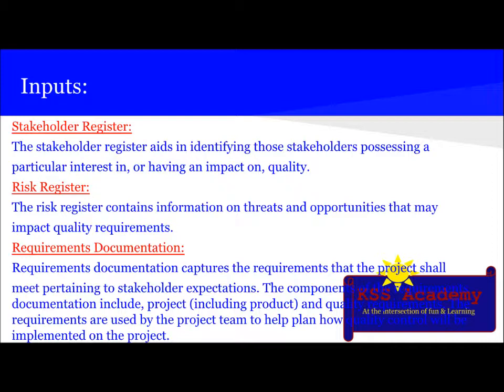The next input is the risk register, which contains information on threats and opportunities that may impact quality requirements. The next input is requirement documentation, which captures the requirements that the project shall meet pertaining to stakeholder expectations. The components of the requirement documentation include product and quality requirements. The requirements are used by the project team to help plan how quality control will be implemented on the project.